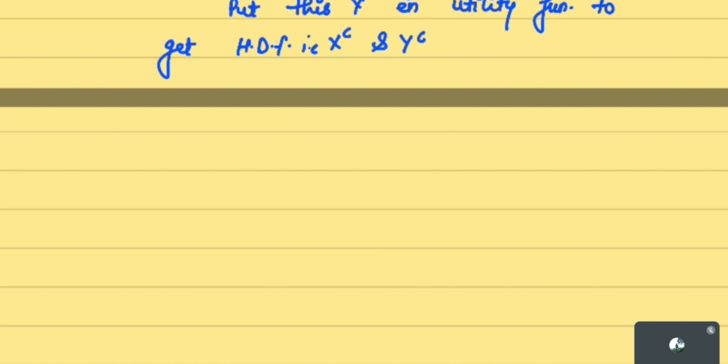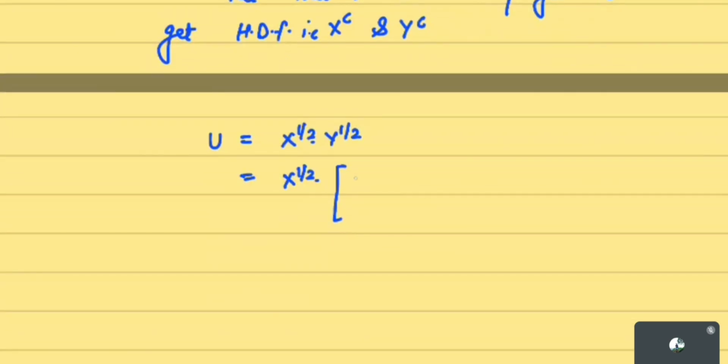So you have a utility function like this, x^(1/2) y^(1/2). Now put this y, your... what do you get? It is price of x into x, price of y power half.